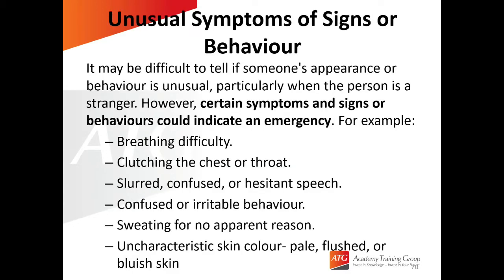Unusual symptoms or signs of behavior. It may be difficult to tell if someone's appearance or behavior is unusual, particularly when the person is a stranger. However, certain symptoms and signs or behaviors could indicate an emergency. For example, breathing difficulty, a person clutching their chest or throat, slurred, confused, or even hesitant speech, confused or irritable behavior, sweating with no apparent reason, or uncharacteristic skin color, flushed or bluish skin.